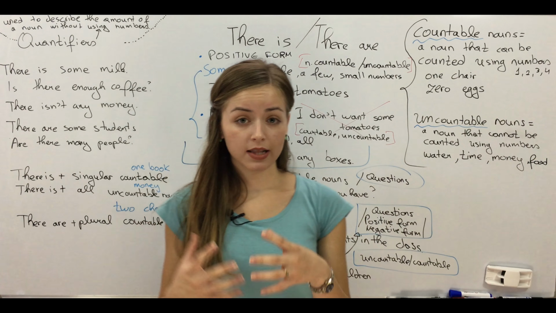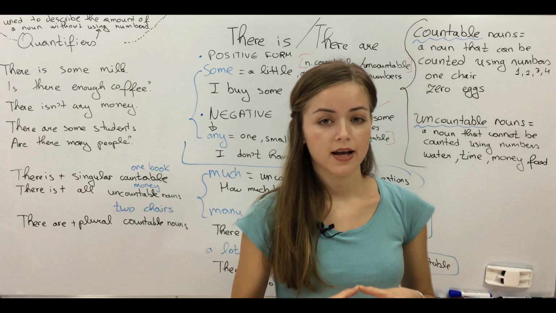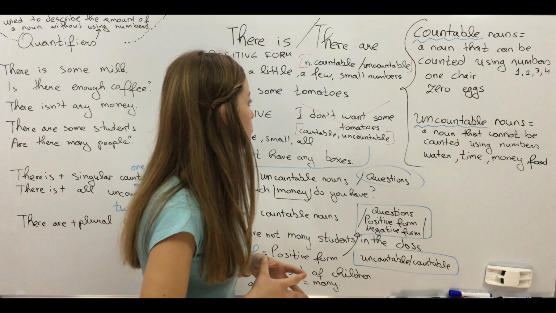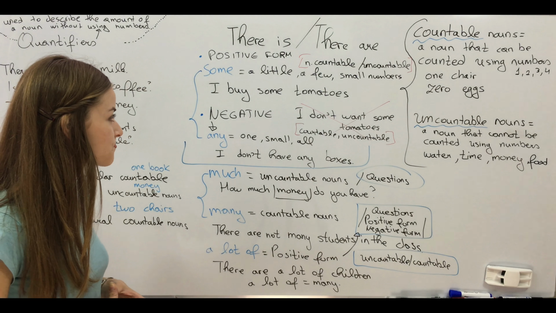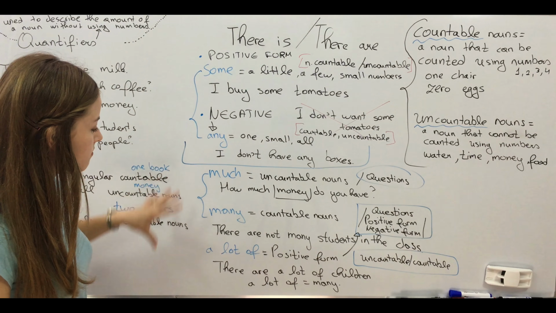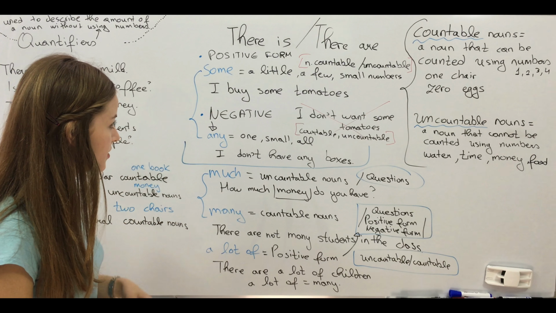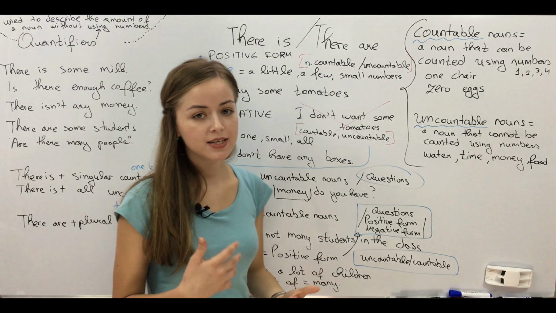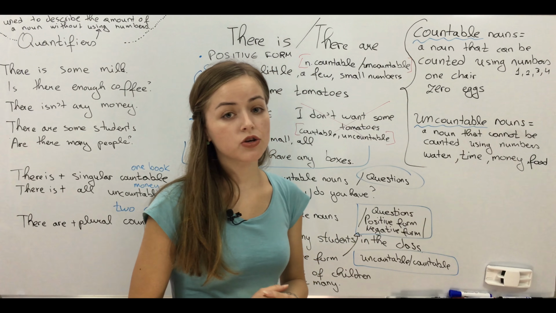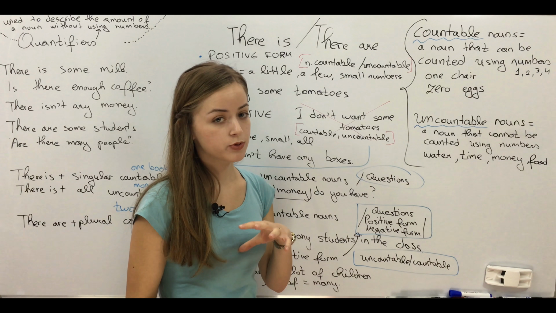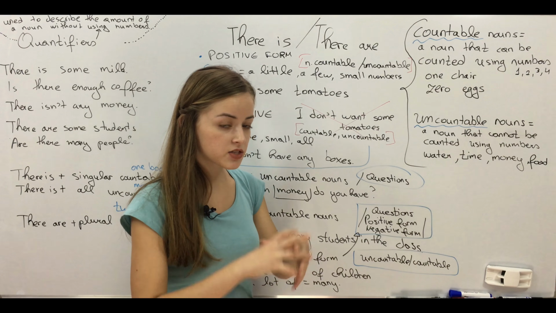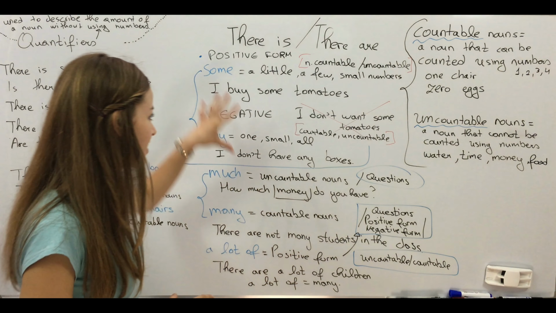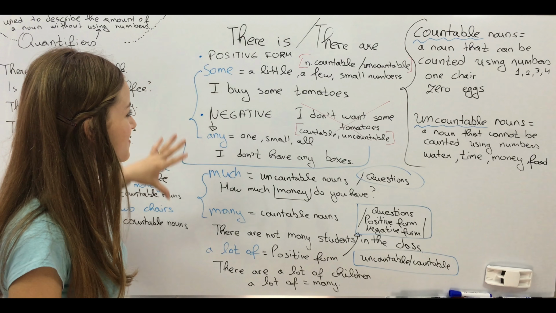Now that we have clear what are countable and uncountable nouns, let's go to our quantifiers. So I have divided them in pairs. We have some and any. Usually in many tests, you are required to choose between some and any. It's very simple. Okay, here there is a lot of information.